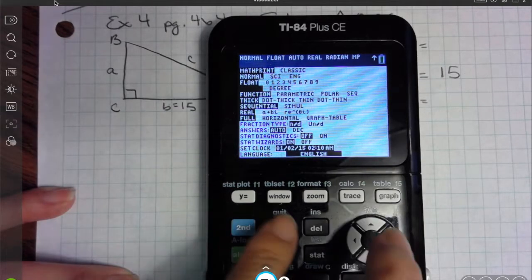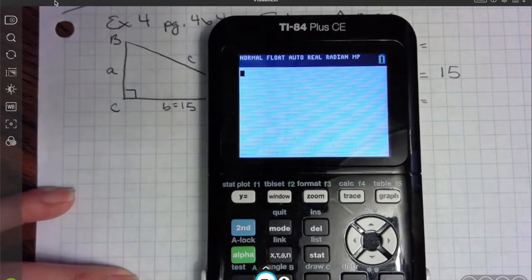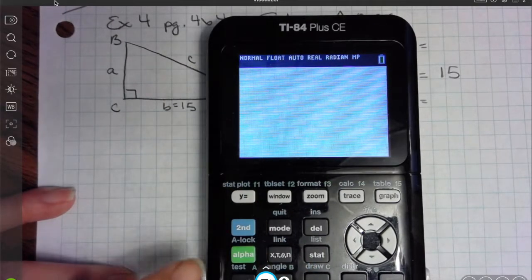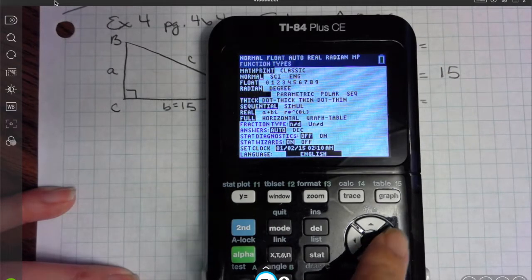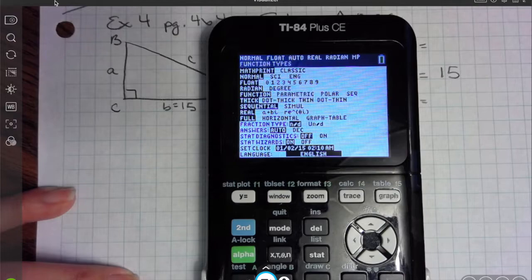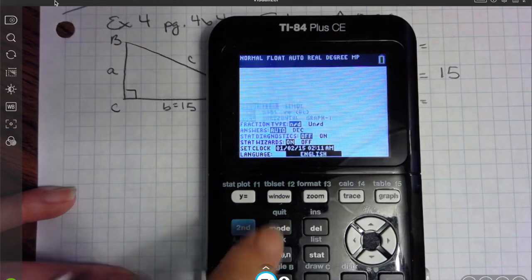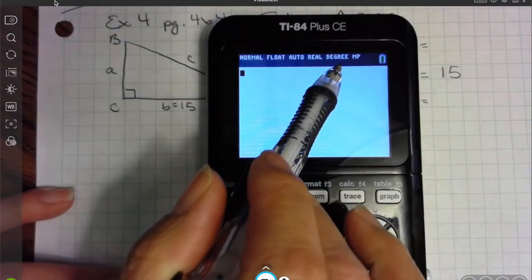So let's go through that again. Right now it says radian, change it to degree. We're going to press mode right here. You're going to scroll down to where it says radian. You're going to move it over and you're going to press enter, so it's now degree. Make sure it says degree, because otherwise it's going to be wrong. All right, here we go.